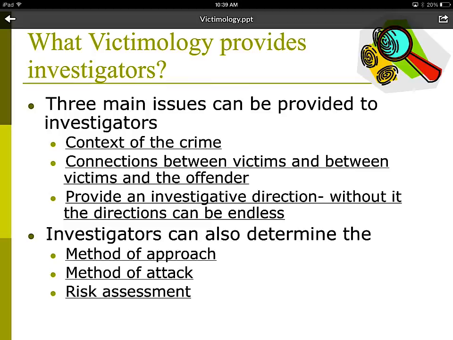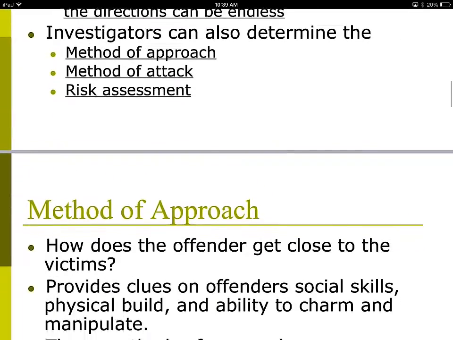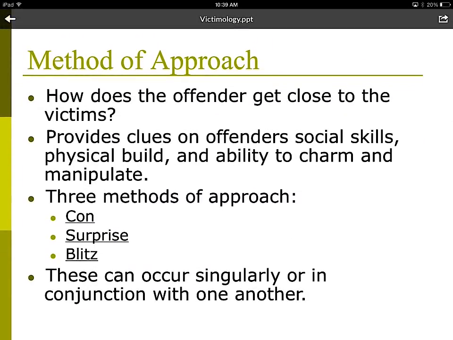Investigators can also determine the method of approach that the offender took, as well as the method of attack and the risk assessment that the offender took. So what is the method of approach? How does the offender get close to the victim? Do they hang out at the same bar? Do they hang out at the same bathhouse? Do they frequently drive around looking for hitchhikers? How does this offender get their victims? It provides clues on the offender's social skills, physical build, and their ability to charm and manipulate.